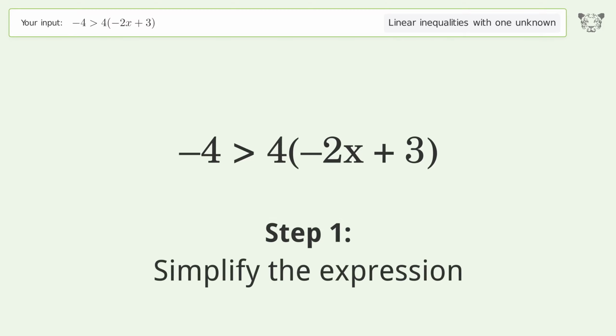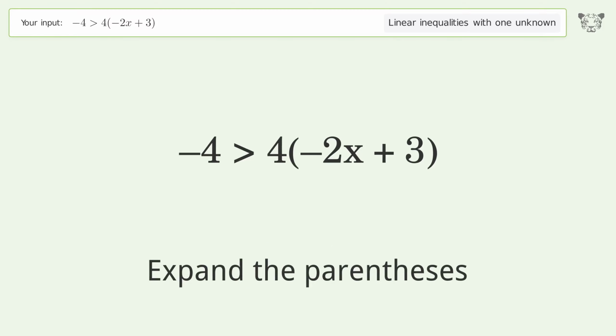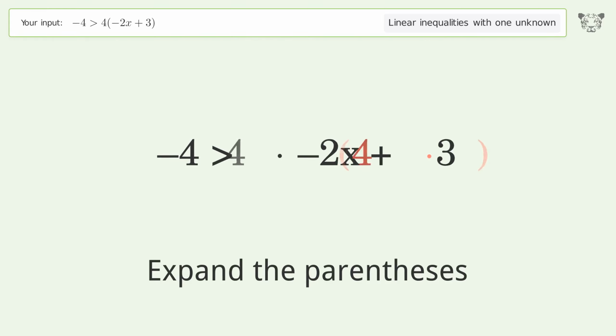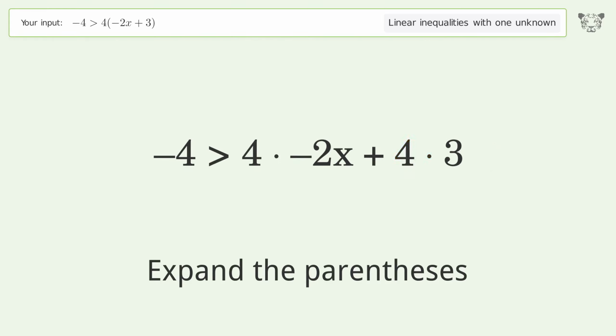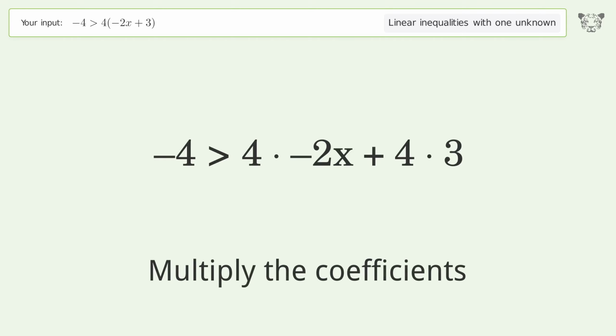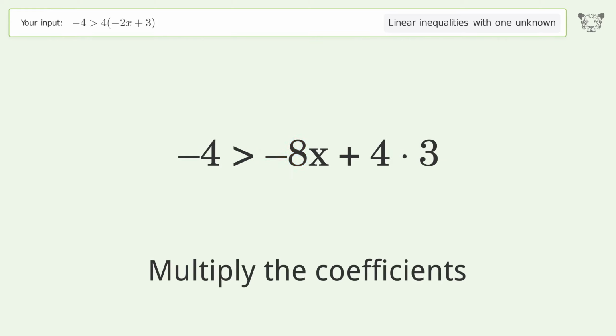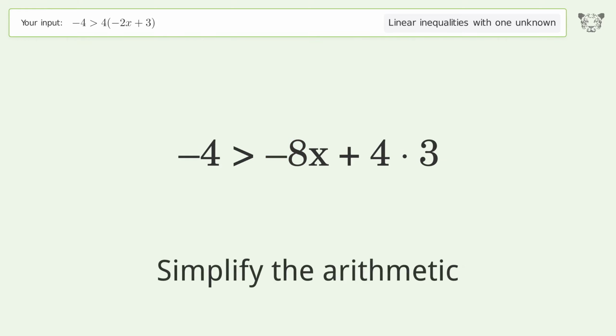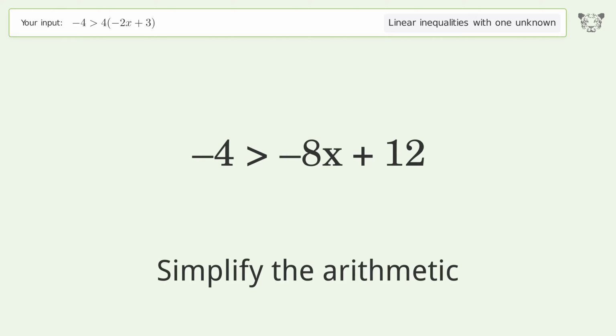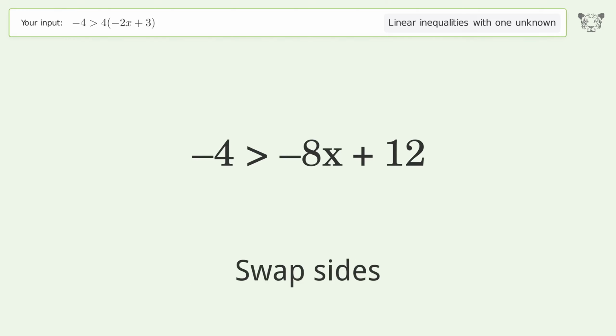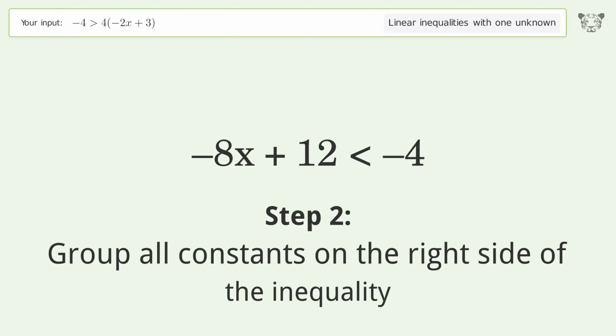Simplify the expression. Expand the parentheses. Multiply the coefficients. Simplify the arithmetic. Swap sides. Group all constants on the right side of the inequality.